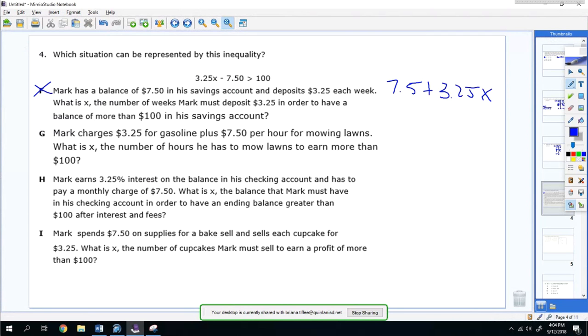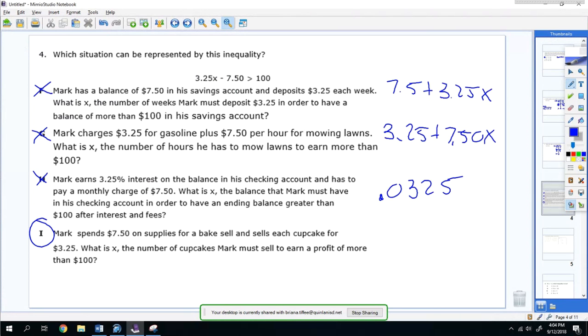B says Mark charges $3.25 of gas plus $7.50. So it's $3.25 plus $7.50 per hour. So that's 7.50x. Well, that's wrong. C says Mark earns 3.25%. Well, percentage is wrong because as a decimal, that'd be 0.0325. So it means this one has to be right.